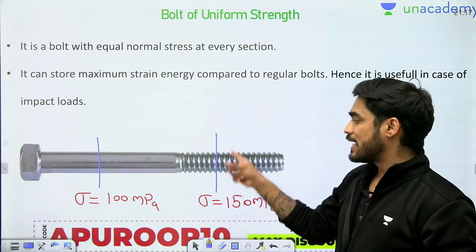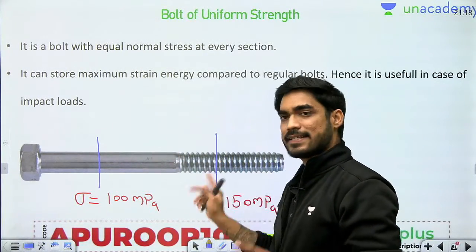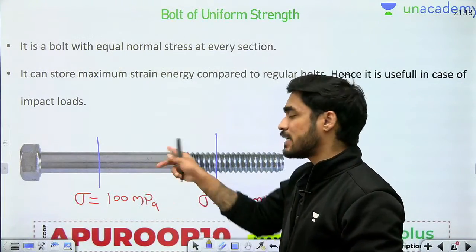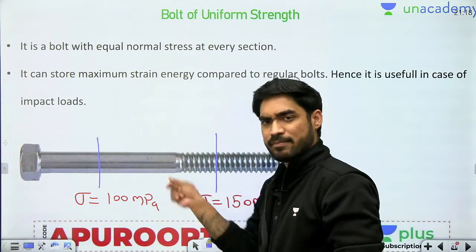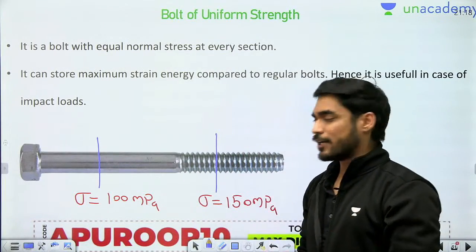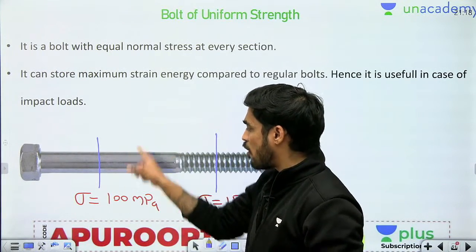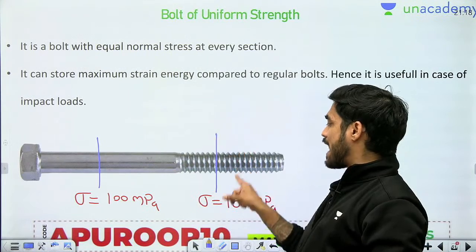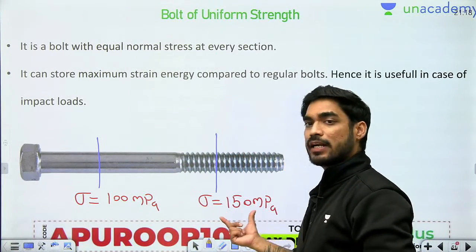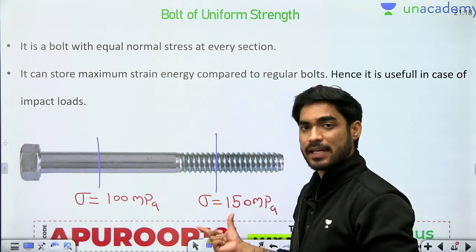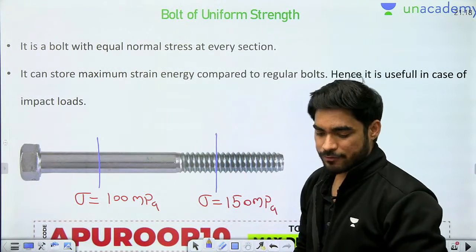In this region area is less, in this region area is more. So if I want the stress in both cases the same, then the area in both regions must be the same. Load is the same. If the area is also the same, the stress will become the same. So beta, in order to make the bolt of uniform strength, I need to make the area of shank equal to the area of thread. Which area of thread? Minimum area of thread. For calculating stress we use minimum area, na. So area of shank must become equal to minimum area of thread.